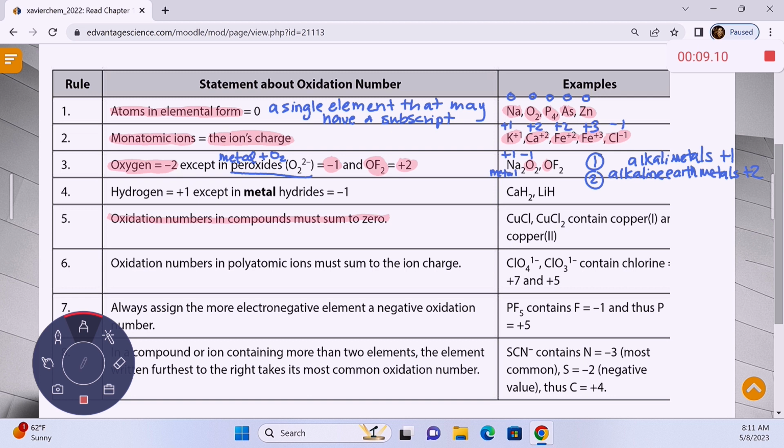Okay? In OF2, what would oxygen's oxidation number be? +2.